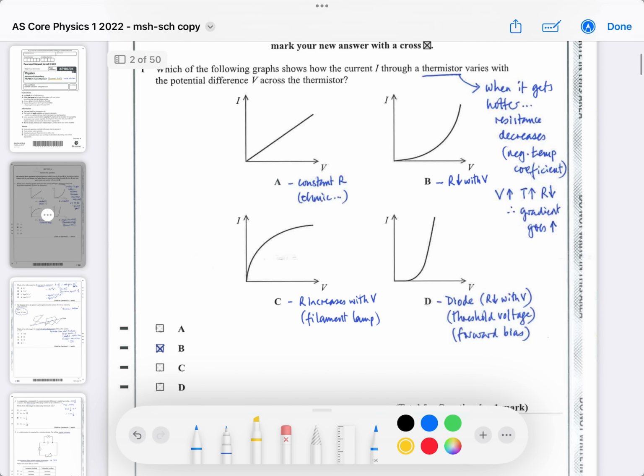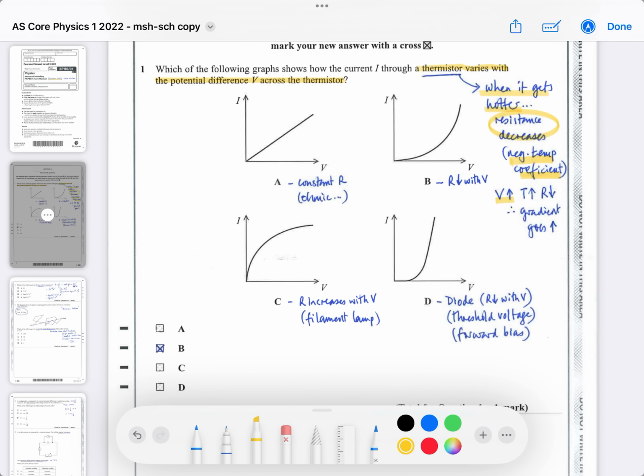So the first question says, which of the following graphs shows how the current through a thermistor varies with the potential difference? If you increase the potential difference across a thermistor, remember voltage is joules per coulomb, you're basically energizing the thermistor, and when it gets hotter, the resistance of a thermistor decreases. So the resistance will decrease with voltage, because it's a negative temperature coefficient thermistor, the ones that you need to know about for your exam.